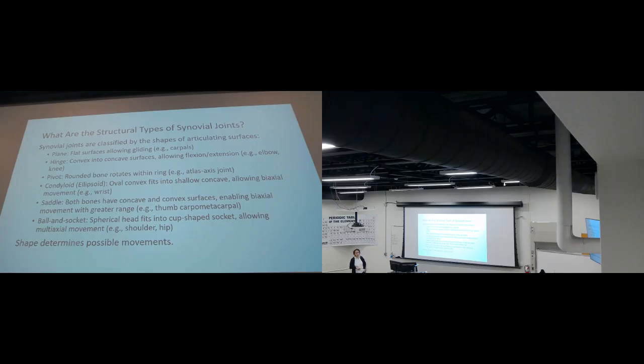And then we have condyloid or ellipsoid joints, in which you have an oval part of the bone fitting into a shallow concavity. We have biaxial movements. We have flexion, extension, abduction, adduction. An example is the first metacarpophalangeal joint, our thumb joint. Thanks to this, we can text.